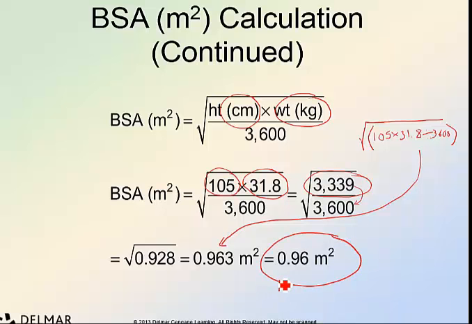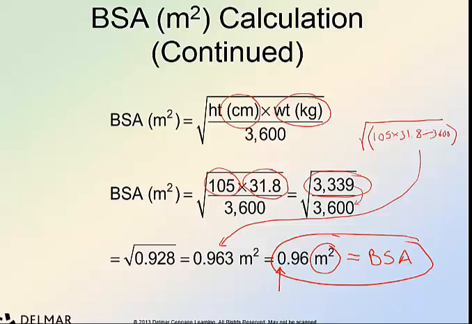So always include the leading 0 if your decimal is between 0 and 1, and always with body surface area, our units will be in square meters. No matter whether we're using metric measurements or household measurements, our final answer will be in square meters. So in this problem, the answer is 96 hundredths of a square meter.